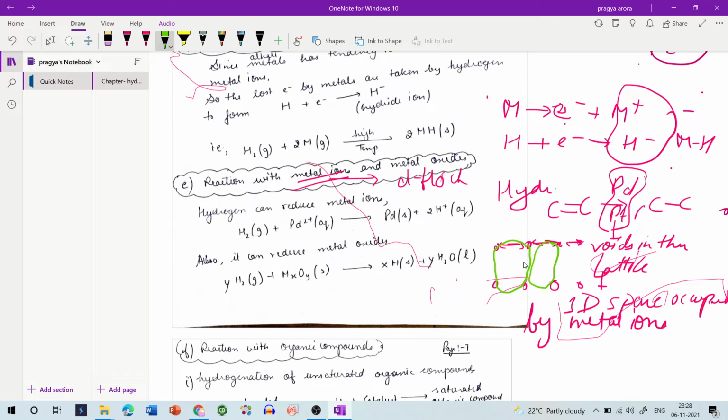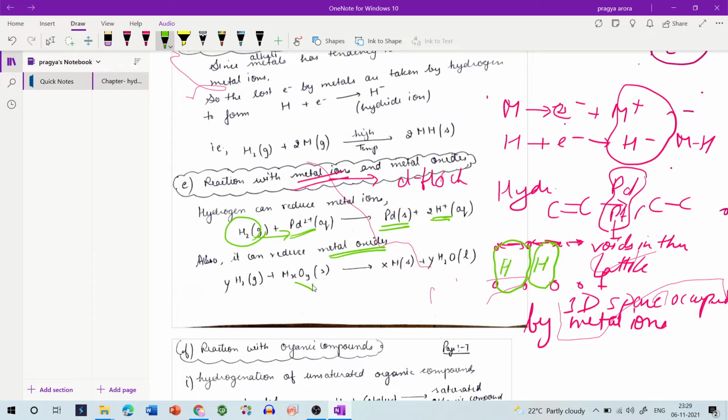So in the case of d block elements, when we use metals like palladium, these have voids in the lattice, and they can trap hydrogen inside these voids. That's why they are used for hydrogenation purposes. So we can also say that if we are using palladium or some other d block elements, they can react with hydrogen, where hydrogen will lose its electron and convert into H plus ions, or it can also react with the metal oxides.